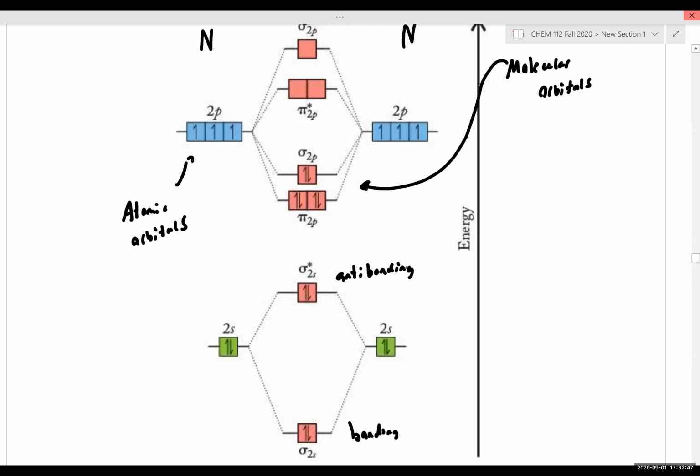Just before we move on, have we seen this before in general chemistry? Just in the chat, can I get an idea? Very, very briefly. Okay, so don't worry, we'll be unpacking it.